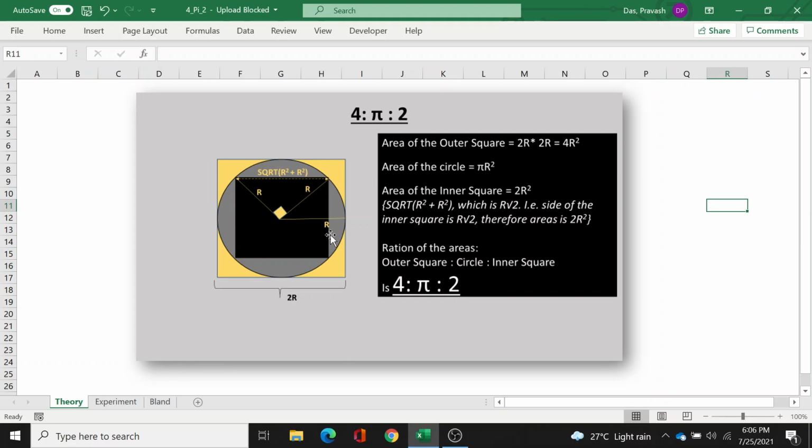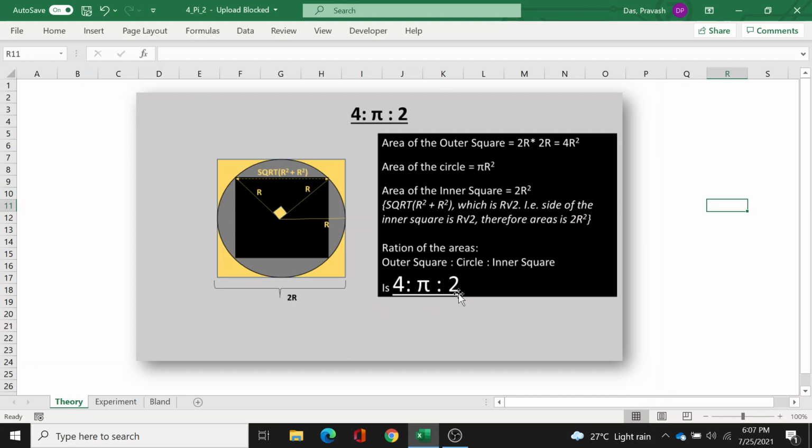And if we use Pythagoras theorem, we'll know if this is r, this is 90 degrees. This is going to be square root of r square plus r square, which is root 2r. And therefore, the area of the smaller square is 2r square. So the ratio comes to 4 is to pi is to 2.